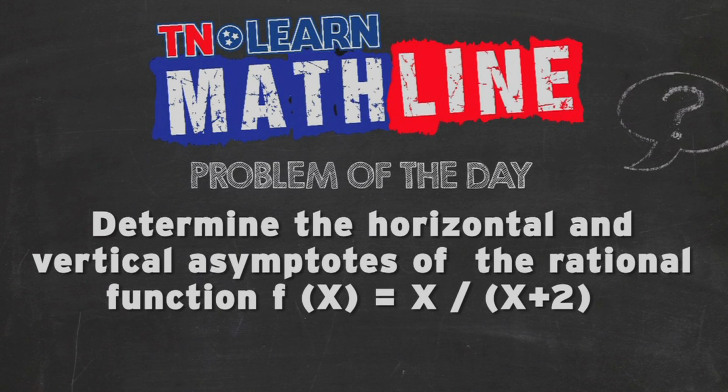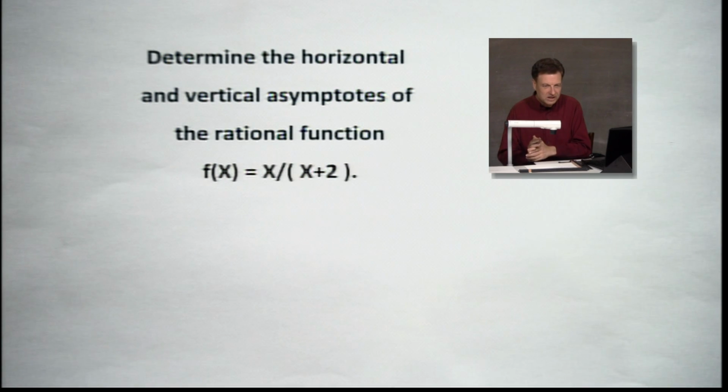Determine the horizontal and vertical asymptotes, bet a lot of you haven't heard that word before, of the rational function f of x equals x divided by x plus 2. That's in a parenthesis, so it's really saying x over x plus 2 as a quantity. Determine the horizontal and vertical asymptotes of the rational function f of x equals x over parentheses x plus 2. So let's take a look at that problem real quickly here.